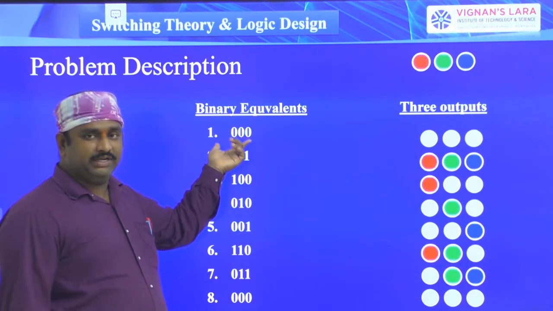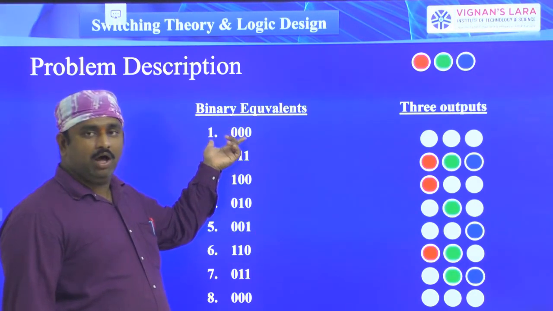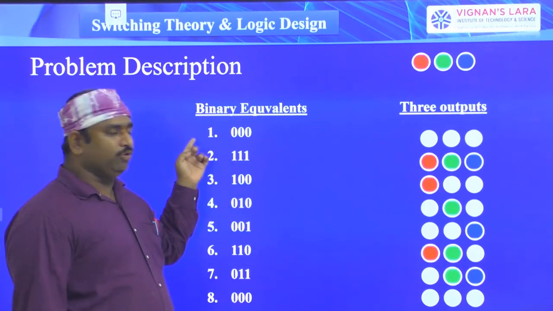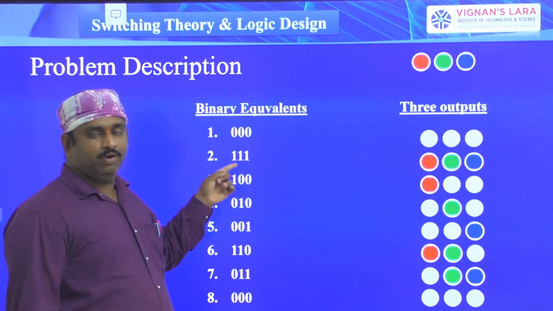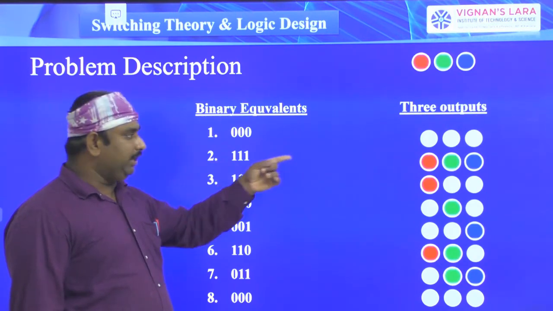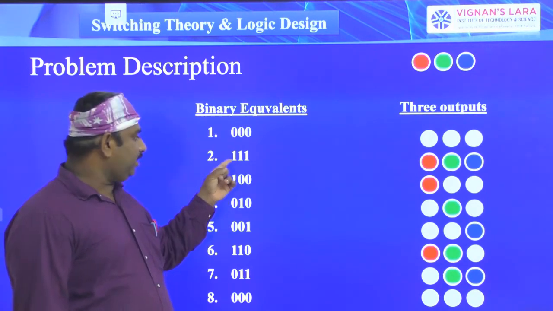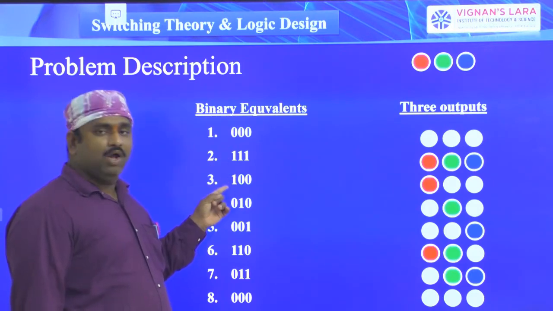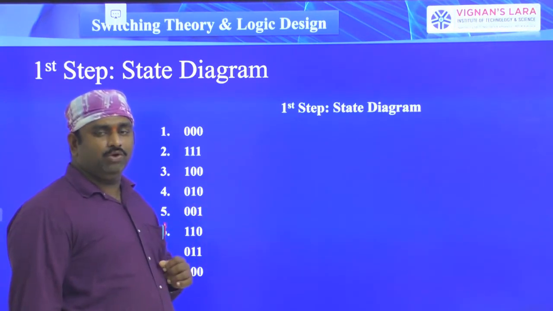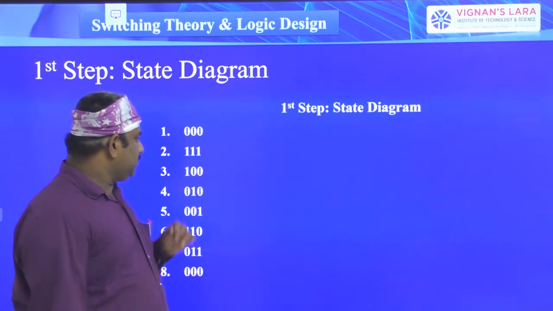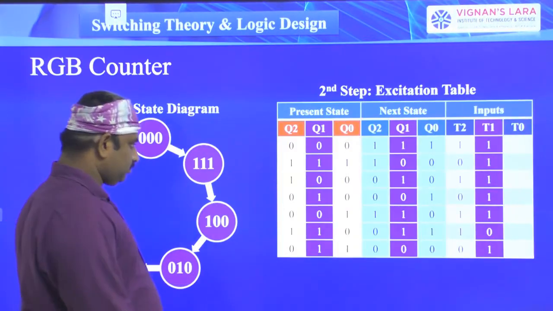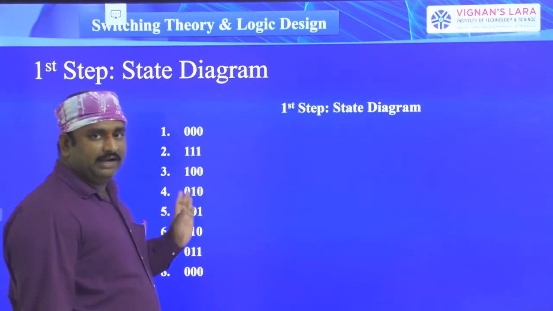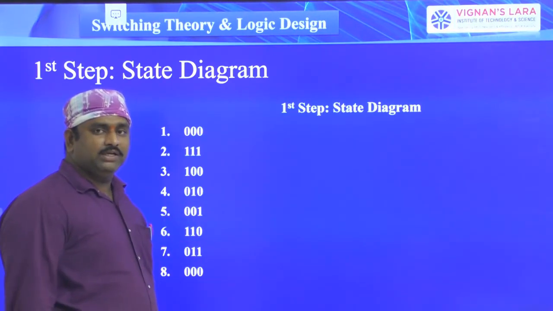So the states. If the first state is all the LEDs off, you have to represent with 0. Next state is 1, 1, 1. After that, all the LEDs are on, which we represent with 1, 1, 1. If it is the present state, the next state is 1, 0, 0. Based on this, now you have to draw the logic diagram. So these are the conditions, and next we have to draw the state diagram.